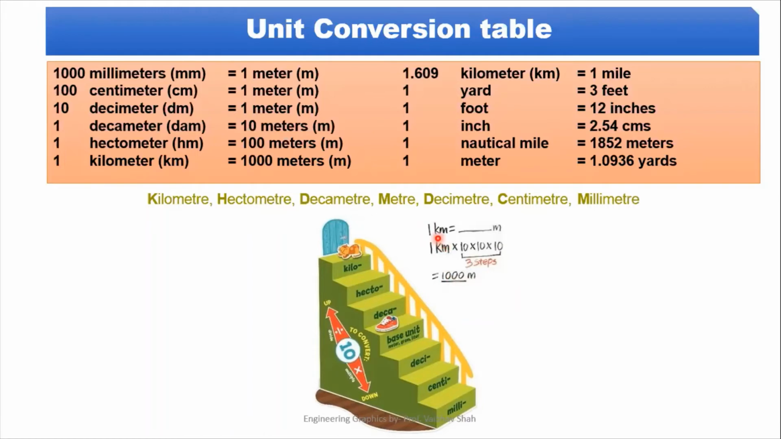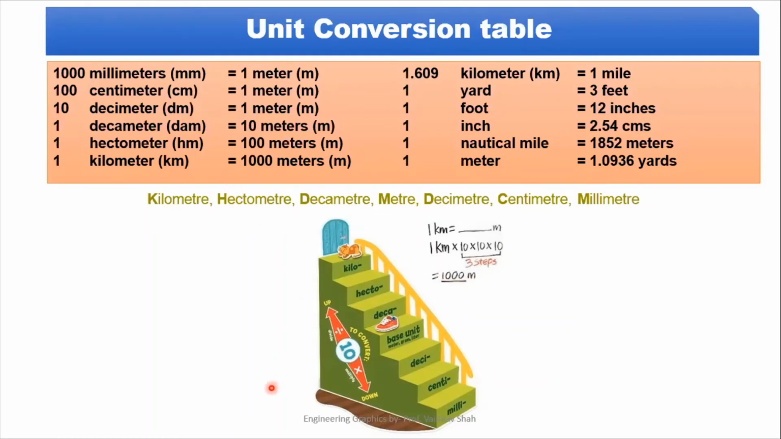Once again, we have to step down from kilometer to the base unit. From kilometer to base unit you have to decline by 3 steps, 1, 2 and 3. Each step contains 10. If we are declining, we'll be multiplying the unit by 10. So we will be multiplying 3 times, 10 into 10 into 10. So we'll have a total of 1000 meters. You can try for other units, and you can easily memorize this table.